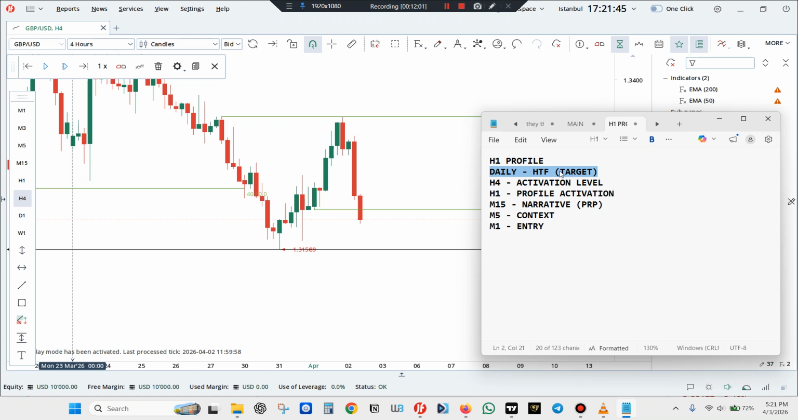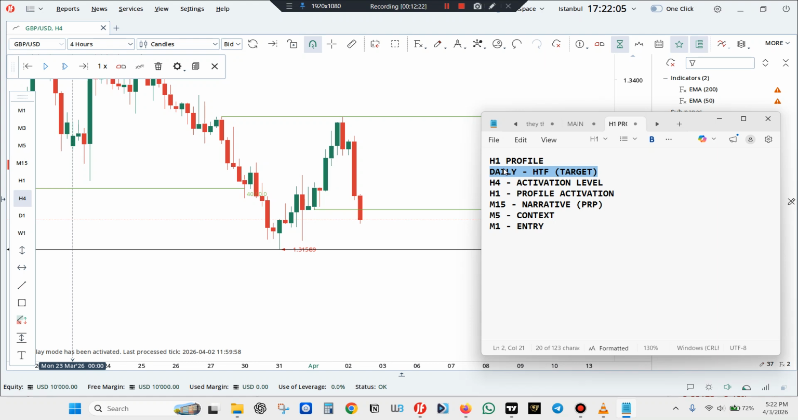Now remember, H1 profile is coming in as a support of H4 profile. Our main profile is H4 profile, but now we are bringing in H1 profile as a support for it. It's supporting.